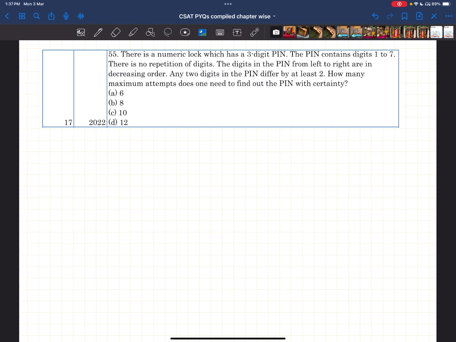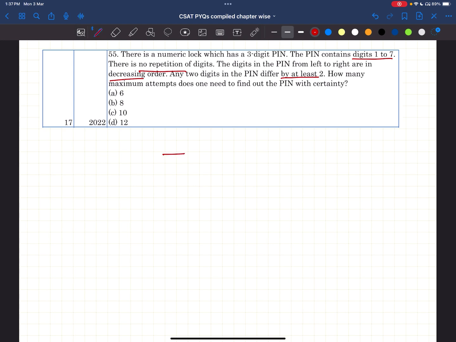There is a numeric lock which has a 3-digit pin. The pin contains digits 1 to 7. There is no repetition of digits. The digits in the pin from left to right are in decreasing order. Any 2 digits in the pin differ by at least 2. How many maximum attempts does one need to find out the pin with certainty?